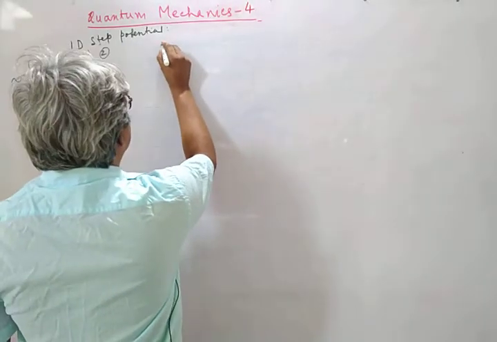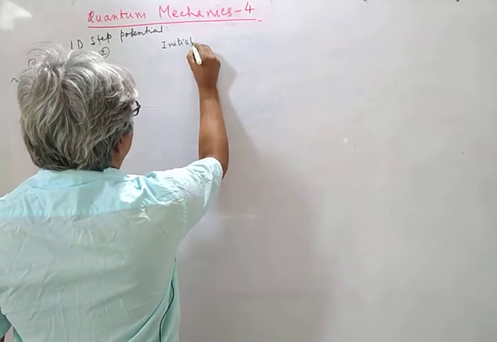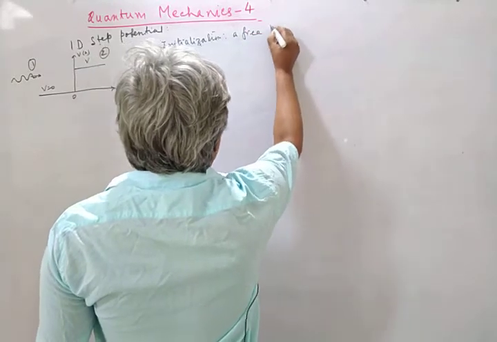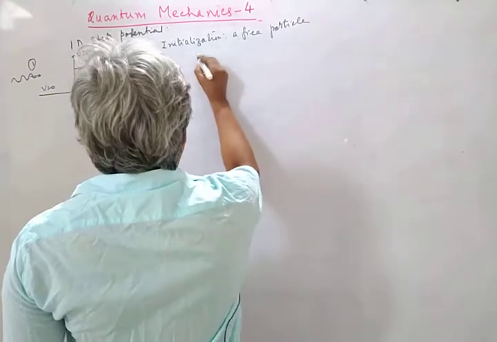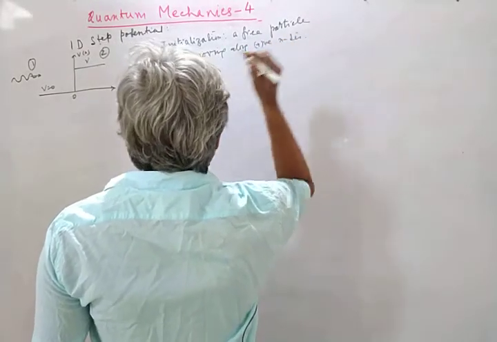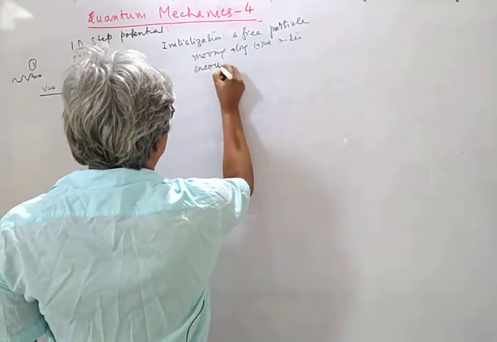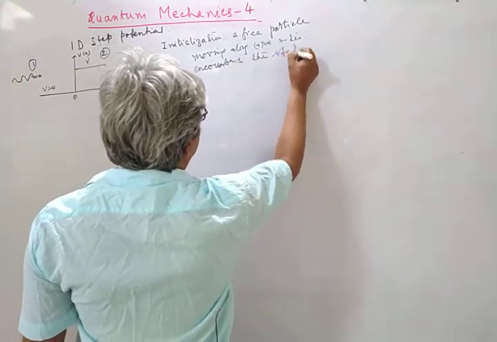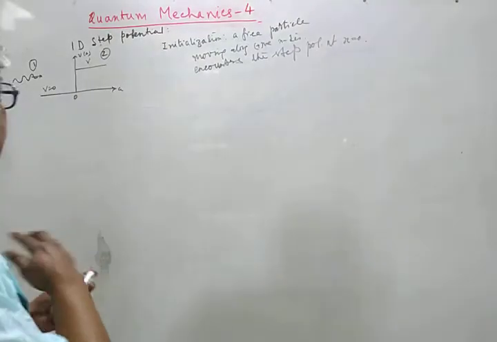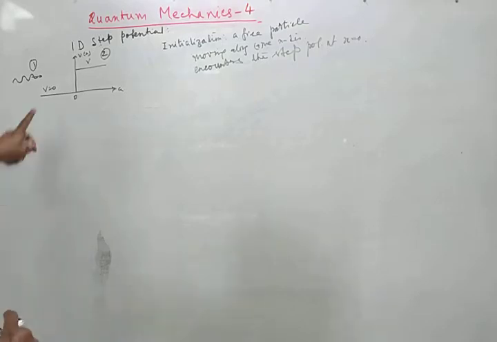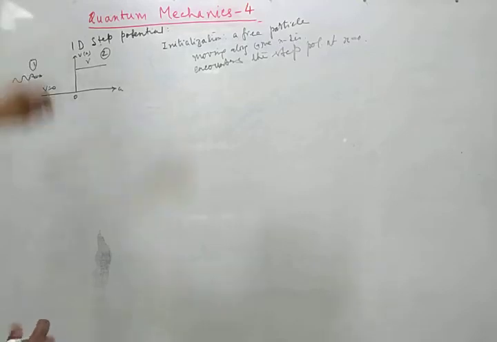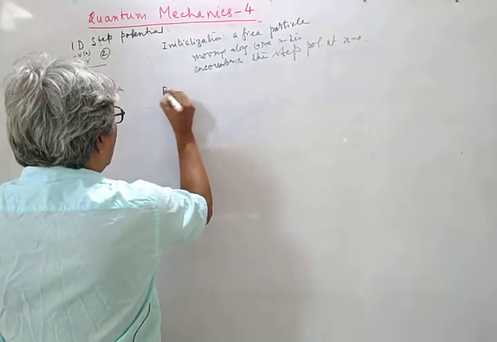So the initialization is: a free particle moving along the positive x direction encounters the step potential at x equal to 0. So initially the system is that a free particle is moving along this direction. Now there is a discontinuity at x equal to 0. Since the discontinuity is of finite amount, the wave function as well as its derivative will be continuous.